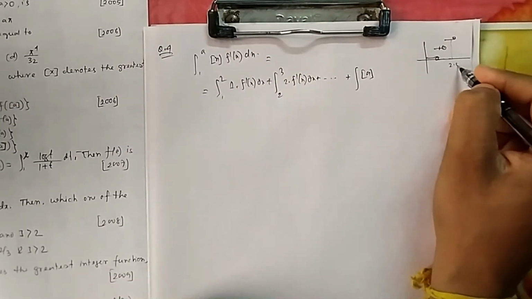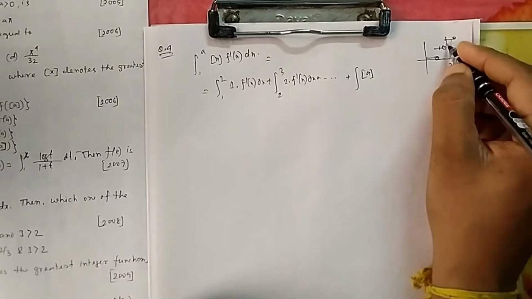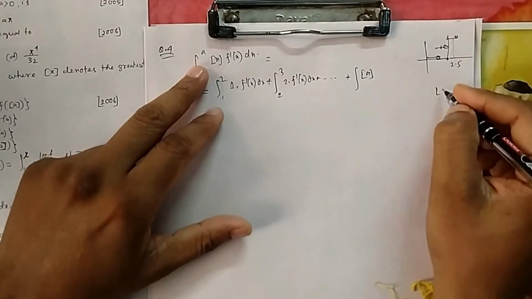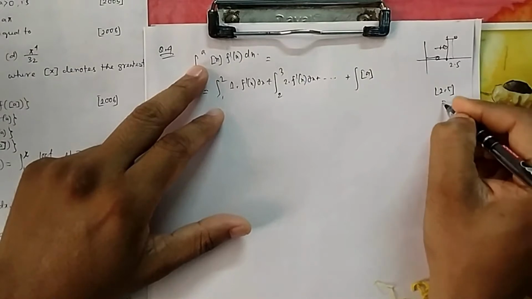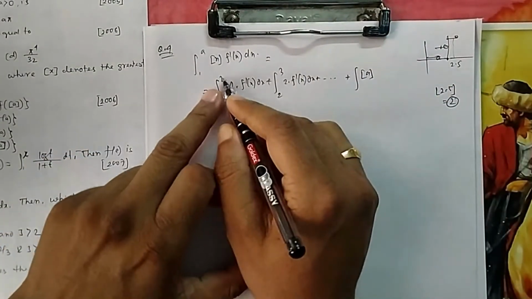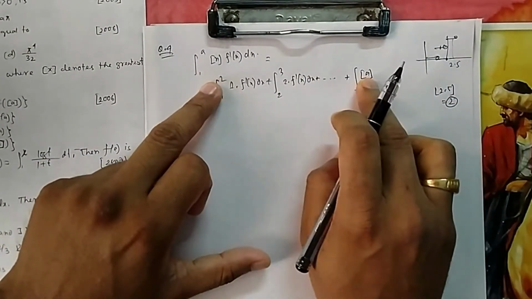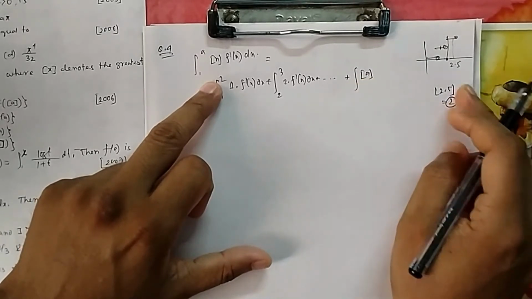Suppose the upper limit is 2.5. You will start from this and go up to 2.5. What is [2.5]? It is 2. So up to 2 you have already gone. Next you have to go from 2 to 2.5. That is the last limit.